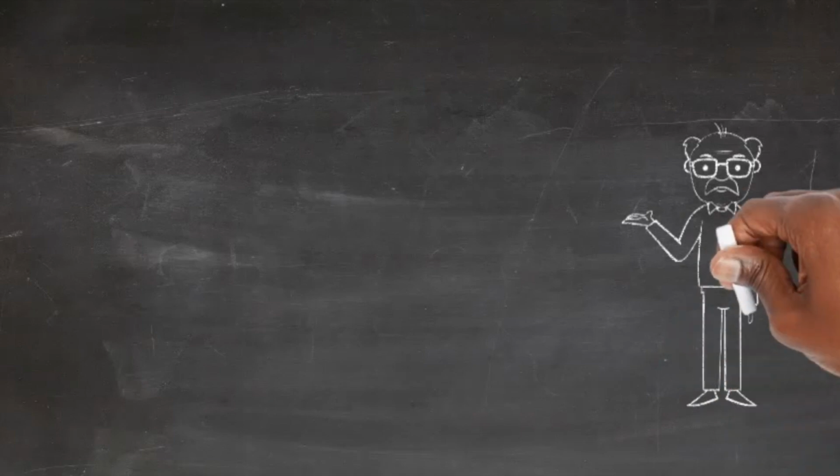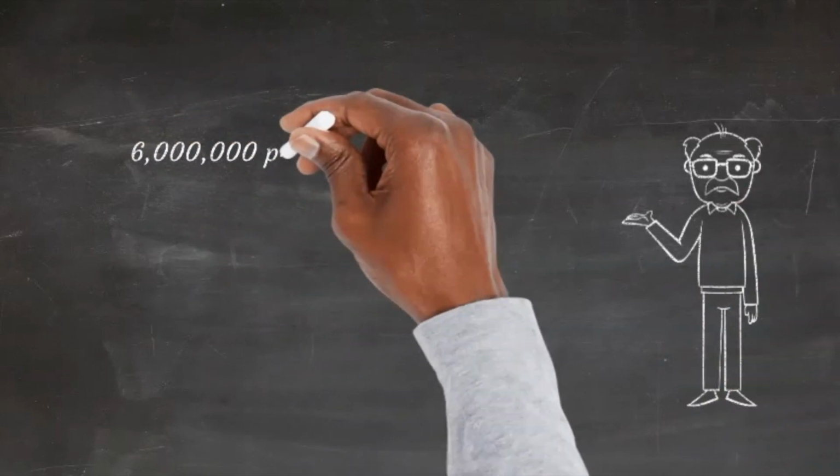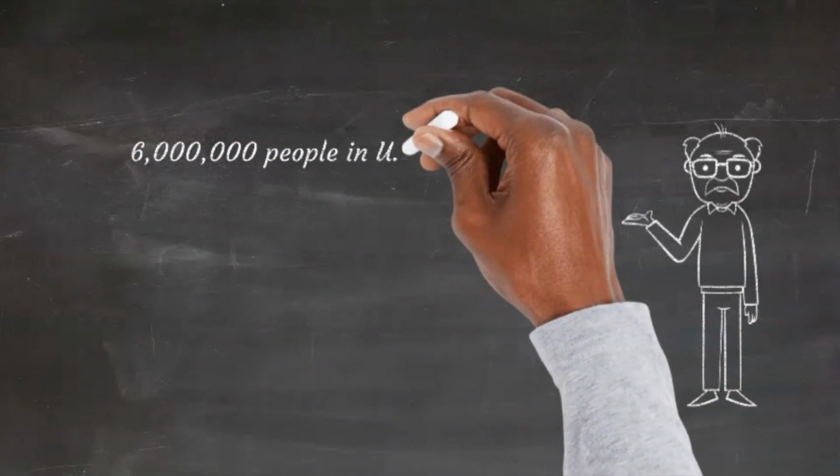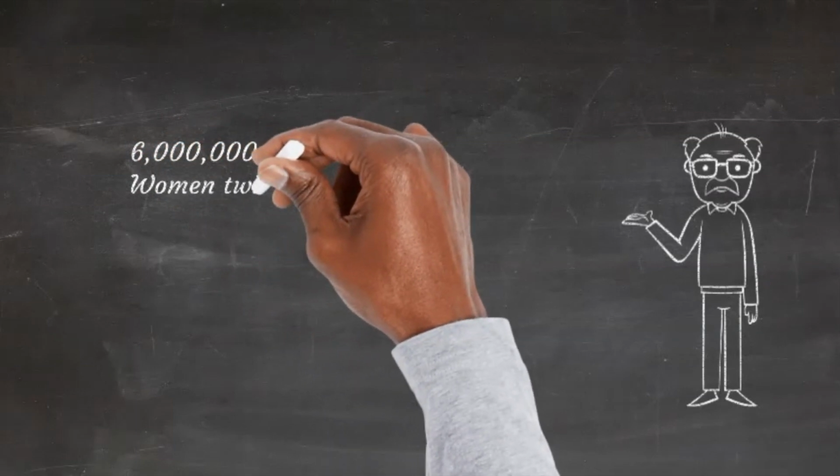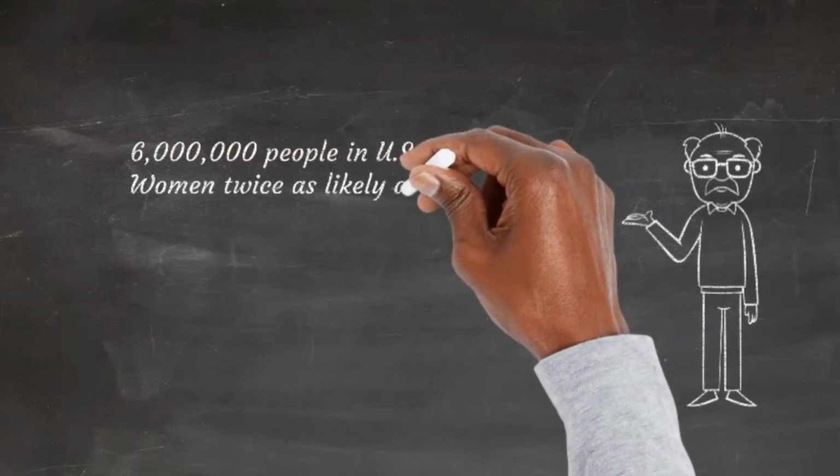Panic disorder is quite common, and according to some studies, it affects about 6 million adults in the US. Women are typically twice as likely as men to develop the condition, and its symptoms usually begin in early adulthood.